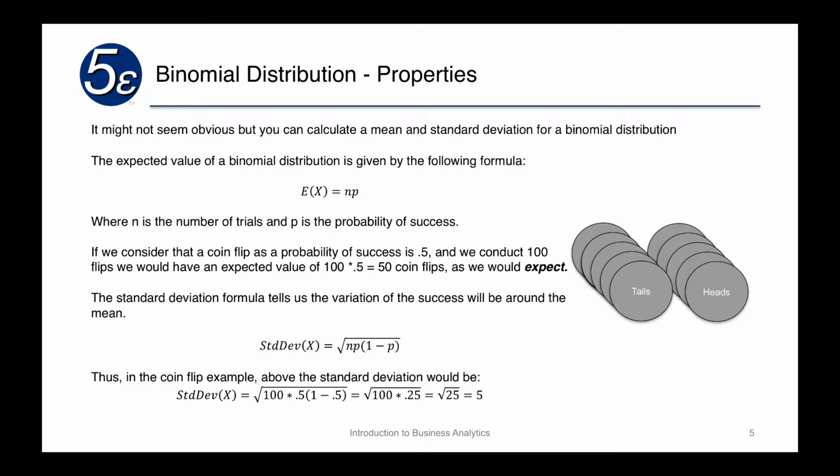The standard deviation formula tells us the variation of the successes around the mean. The standard deviation formula basically says we take the number of flips and multiply it by the probability of success, and then multiply by 1 minus the probability of success, and then take the square root of that. So in the coin flip above, the standard deviation is the square root of 100 times 0.25, which is equal to the square root of 25, which is equal to 5.